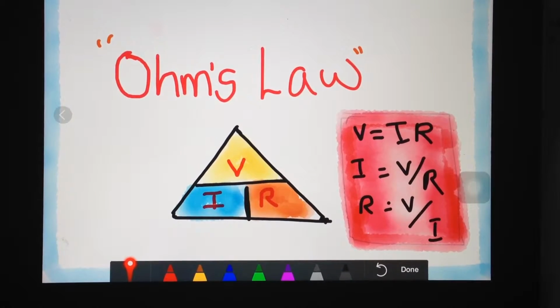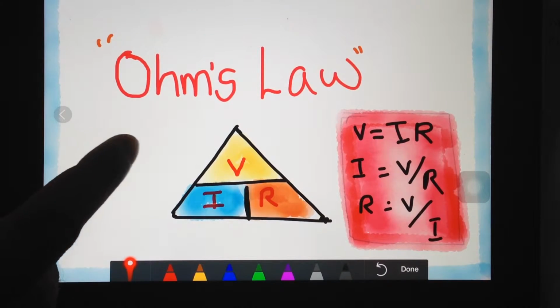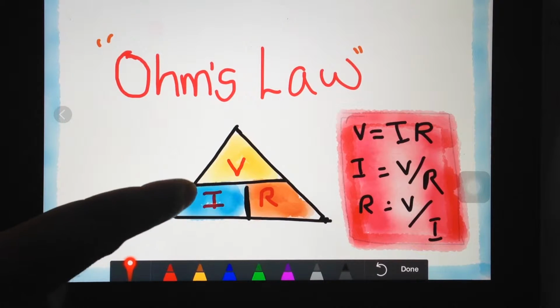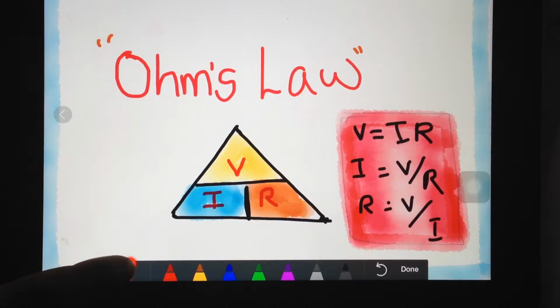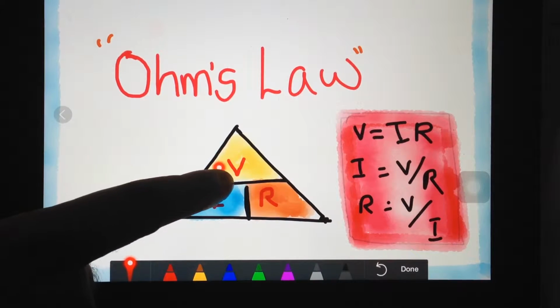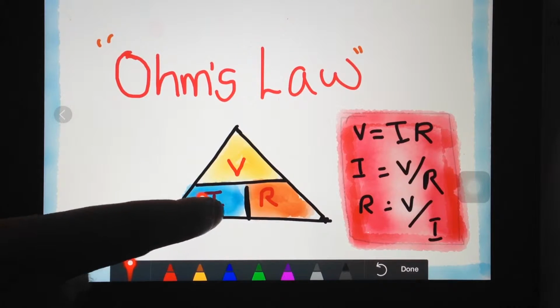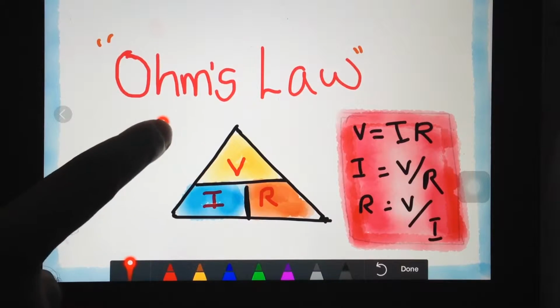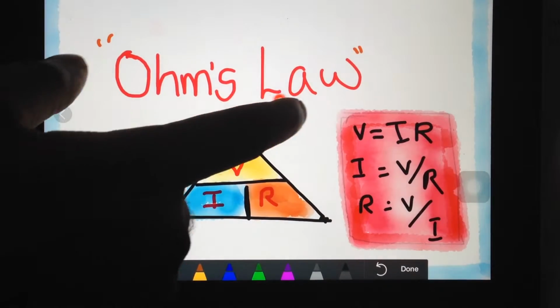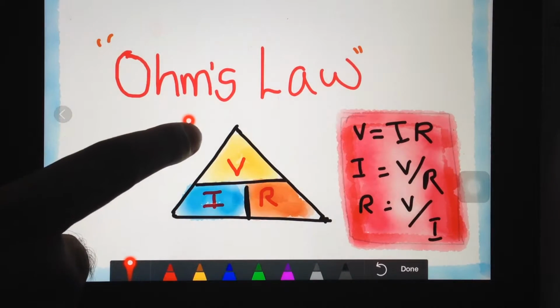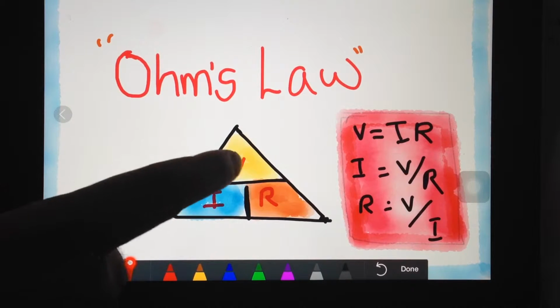Ohm's law is basically connected with these three major parameters: V, voltage, current, and resistance. By this triangle you can understand it easily. These three things are directly interconnected with Ohm's law. This triangle helps you solve problems also.